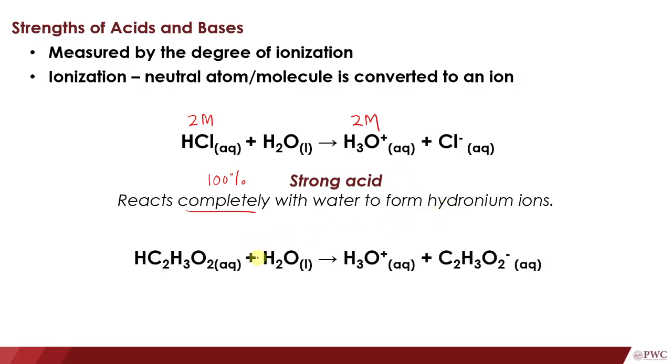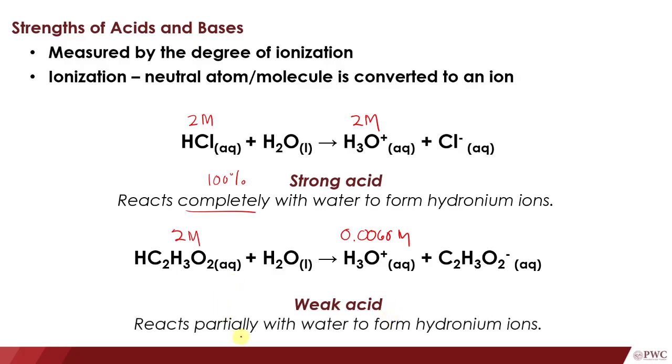Let's consider another acid. This one is acetic acid, which is found in your vinegar. Let's say we have 2 molar of acetic acid. It reacted with water, and let's say this produced only about 0.0060 molar of hydronium ion. This means that only a partial amount of our given amount of acid has reacted with water. This one is a weak acid. So it's a weak acid when it reacts partially with water to form hydronium ions.